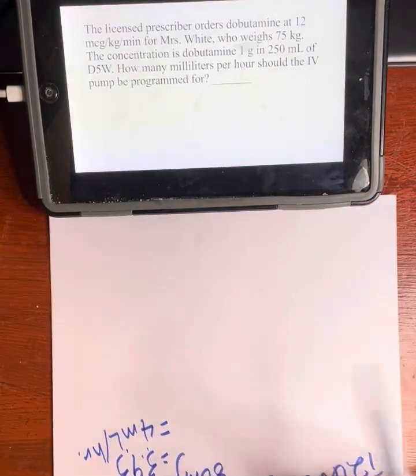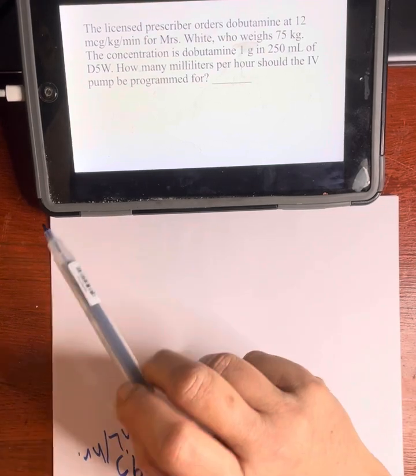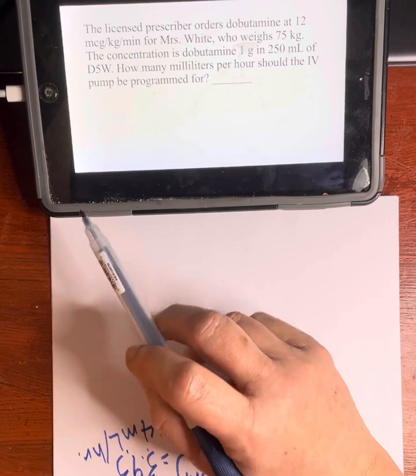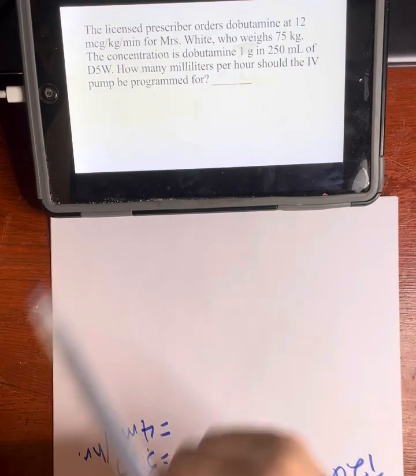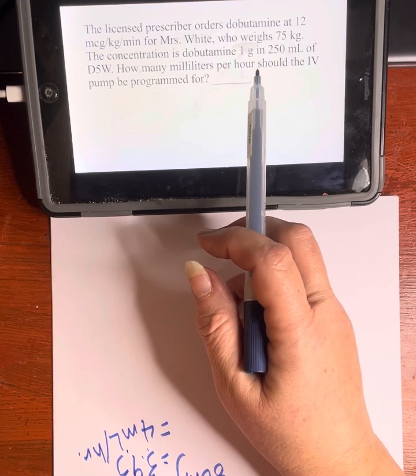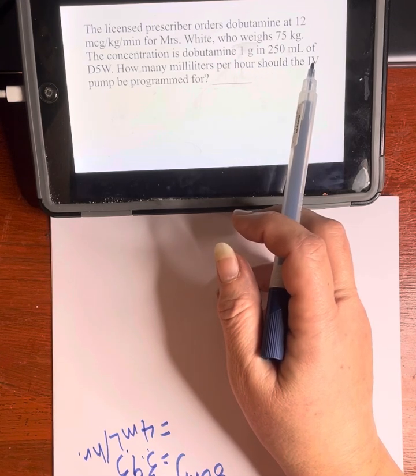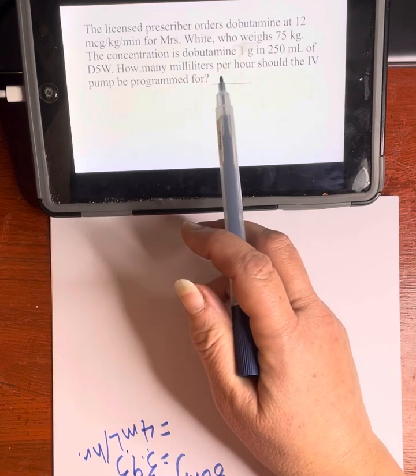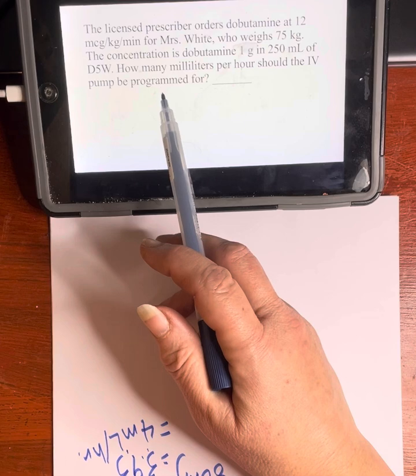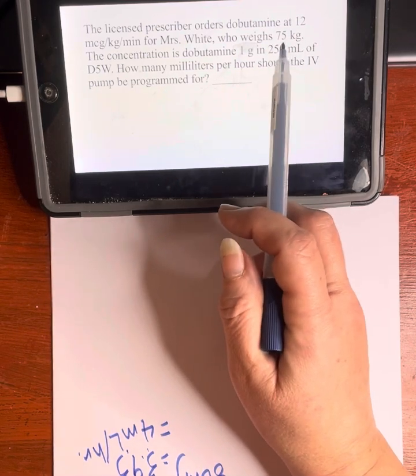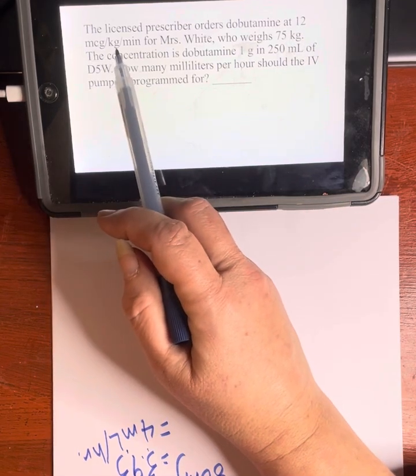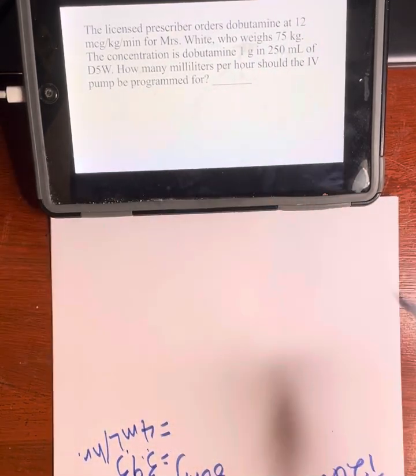Okay, here we go. The licensed prescriber orders Dobutamine 12 micrograms per kilogram per minute for Miss White, who weighs 75 kilograms. The concentration of Dobutamine is 1 gram in 250 milliliters. How many milliliters per hour should the IV pump be programmed? So first we got to deal with the weight. He wants 12 micrograms for every kilogram, and we got 75 of them.